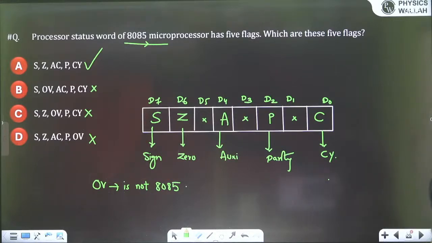Okay, chalo, option A. Very good Rahul Raj. Let us go for the next question.